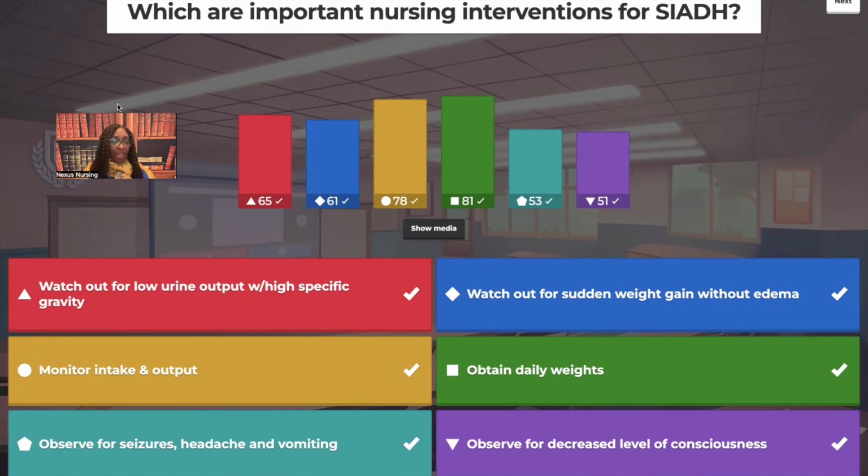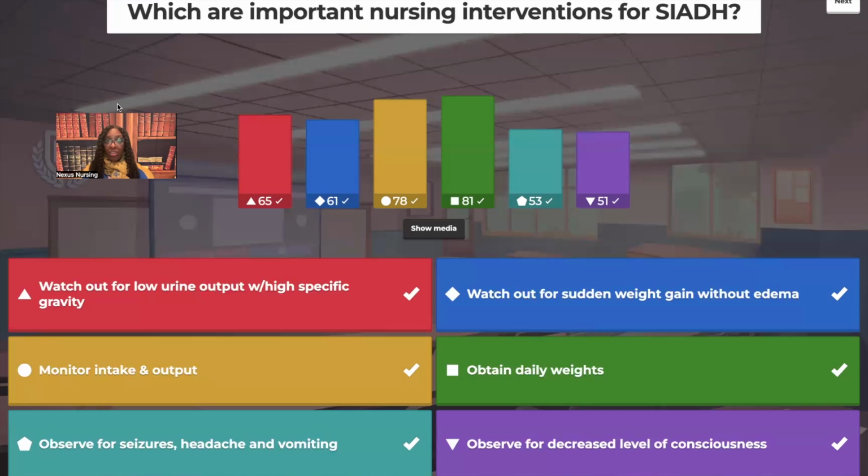Monitor intake and output. Of course, if we're treating this patient for SIADH and we know that the patient's not urinating the way they're supposed to, aren't we going to do I&Os to see if they're getting better? We're going to count how much fluid is going in versus how much is going out. Of course we are. Obtain daily weights. I'm so happy the majority of you said yes to daily weights. Let me tell you something.